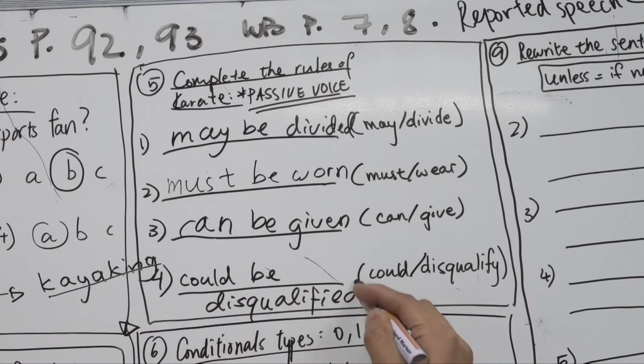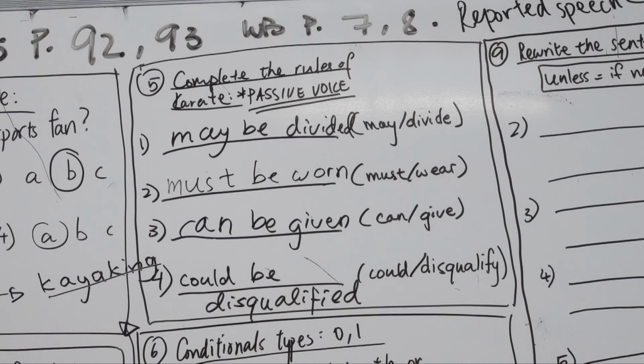Do you know what the word disqualified means? Alright, what does disqualified mean? Taken out of the race, the competition, right? So disqualified means you cannot play anymore. So qualify means you can, disqualified means you cannot.